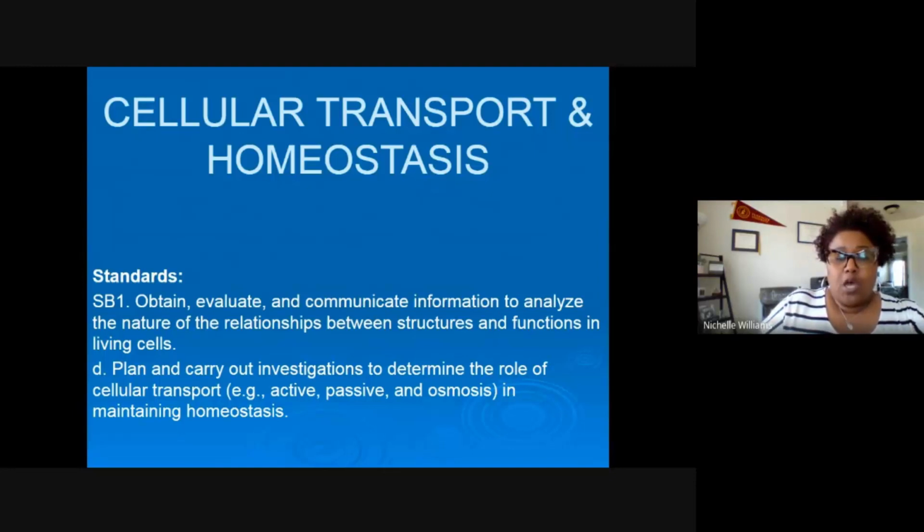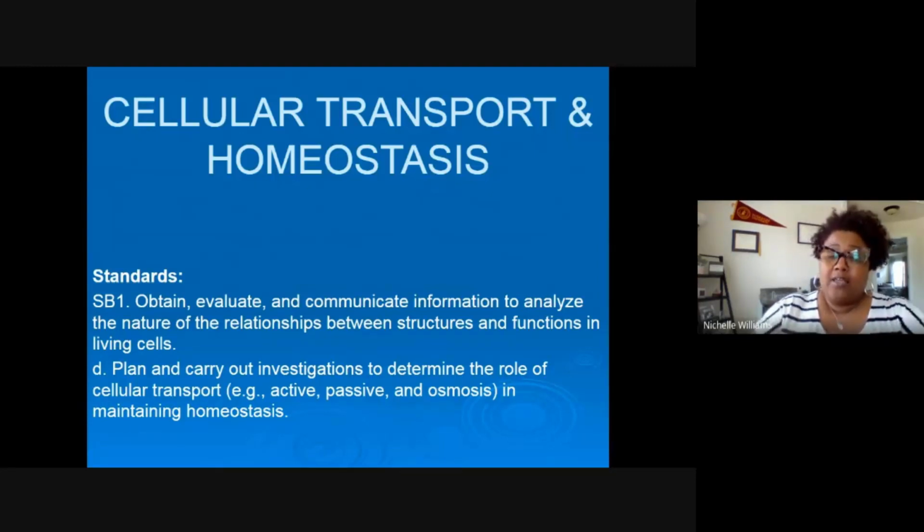Of course, in SB1 with that standard, you're going to have to be able to obtain, evaluate, and communicate information. So that's 3 different things that you're expected to be able to do. And you're analyzing the nature of the relationships between structures and functions in living cells. The structure that we've been focusing on primarily for the past few days is the plasma membrane. That is the structure. And then we're looking at, well, how does it function? What about the design and structure of the plasma membrane helps it to function in living cells?